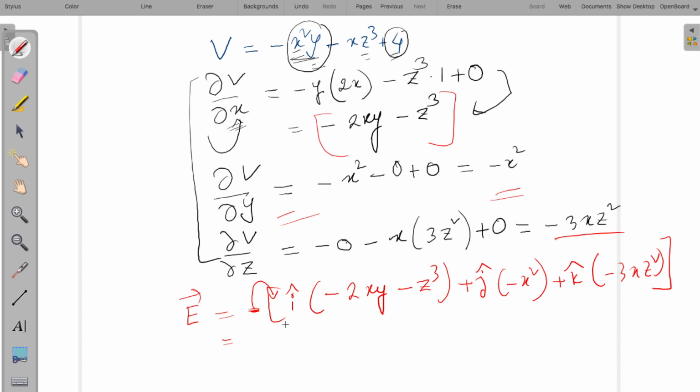Then this negative sign will now become positive, and we can simply write it as 2xy plus z cubed. I'm just writing this i cap at the end of this component. Similarly, this negative sign will become positive, and we can simply write it as x squared j cap, and the last term will become 3xz squared k cap. So this is the answer.